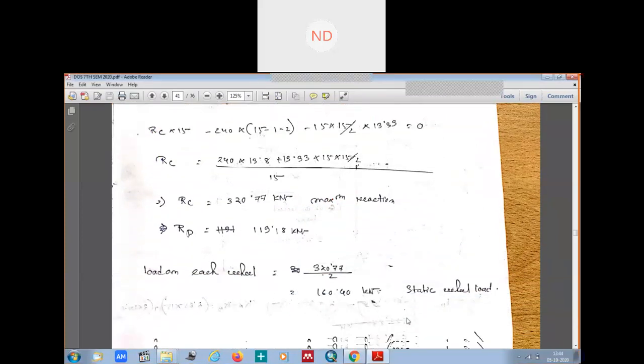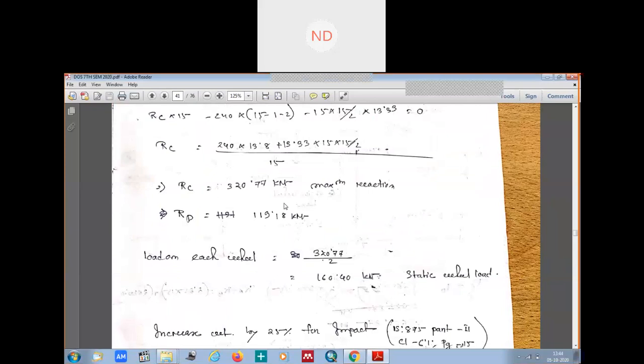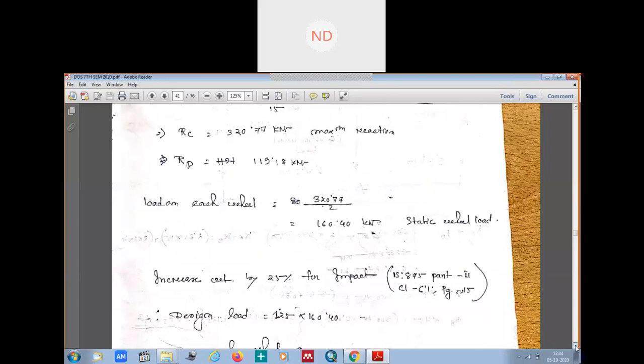So we have calculated the load on each wheel. After getting the maximum reaction, we can get the load on each wheel, which is known as your static wheel load. I talked in the first class about the impacts which can be considered, and static load was mentioned. So remember, the load on each wheel is known as your static wheel load.